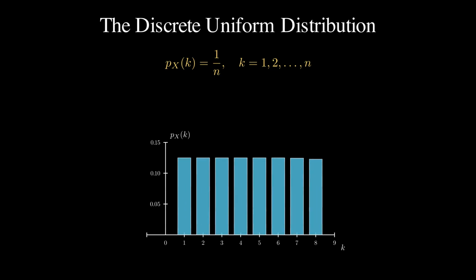The last one is the picture of pure symmetry. A discrete uniform random variable takes n values, all equally likely, each with probability 1 over n. Its bar chart is perfectly flat. Here n is 8, so every bar sits at 1/8. We've quietly met this one already. A fair die and a fair coin are both discrete uniforms.